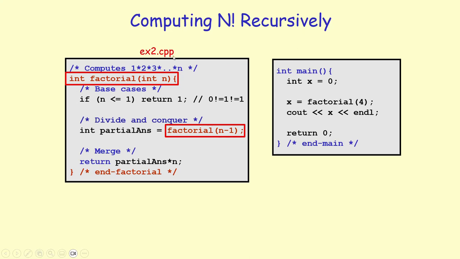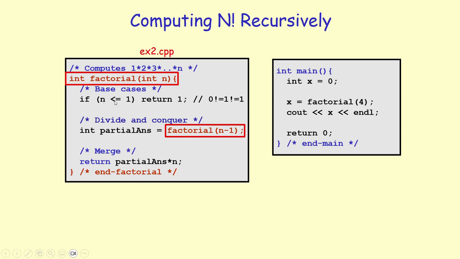So this is example 2.cpp. Here's our factorial function. It takes an integer n, returns an integer. We write the code for base cases at the top as usual. Remember, it has two base cases. If n is equal to 0, return 1. If n is equal to 1, then return 1. So we can write the code for it as follows.